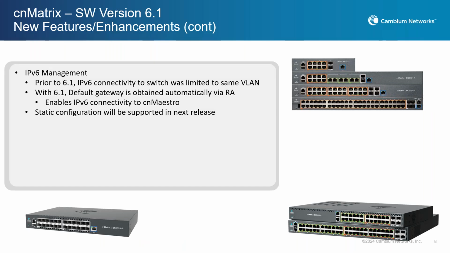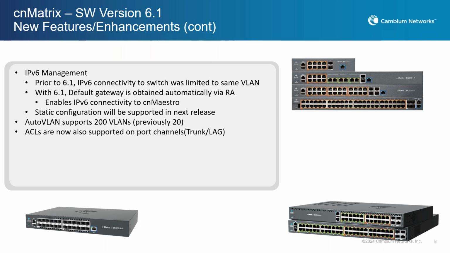Okay, some additional features, IPv6 management. Prior to 6.1, IPv6 connectivity to our switch for management purposes was limited to devices on the same VLAN. Now with 6.1, the default gateway is obtained automatically through router advertisements. This enables you to use IPv6 with CN Maestro. It enables you to now manage with IPv6 devices across different VLANs. Now, the default gateway, not very common, but some want to be able to statically configure that as well, in addition to obtaining it automatically through router advertisements. And anyway, that static configuration is on our roadmap and is coming out in the next release.